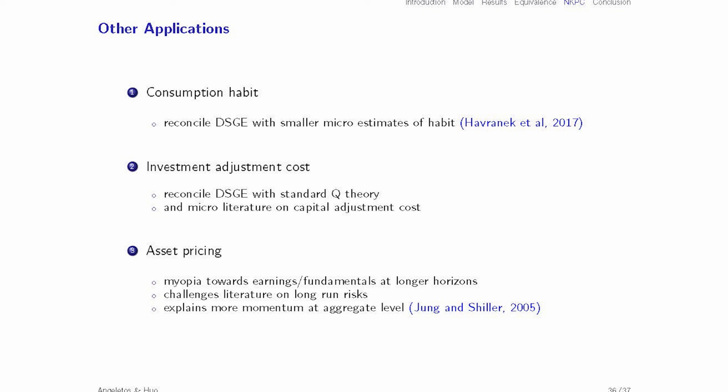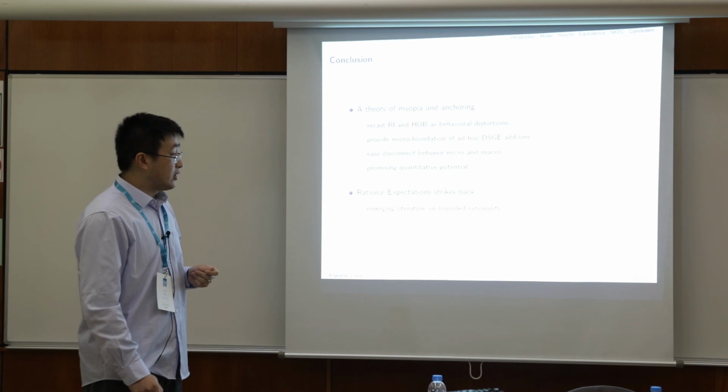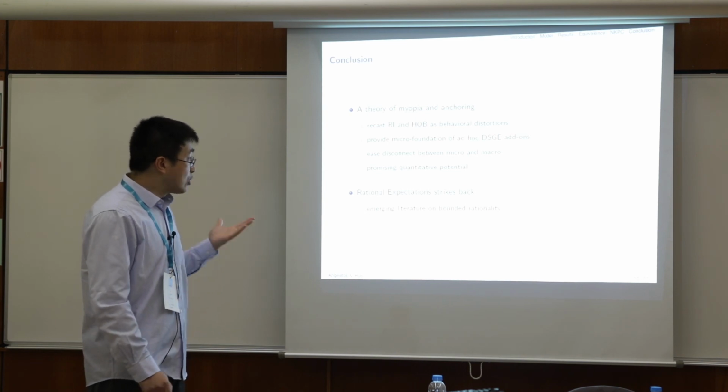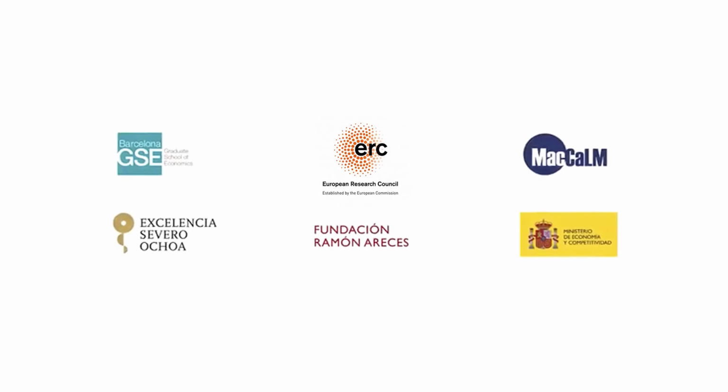Okay, to conclude, this paper tries to provide a theory of myopia and anchoring. We recast this hybrid belief as a behavioral distortion. And we say this provides the micro foundation for the original ad hoc DSGE add-ons. This connects the micro and the macro evidence, and we show that it could be promising in a quantitative way. That's it. Thanks.